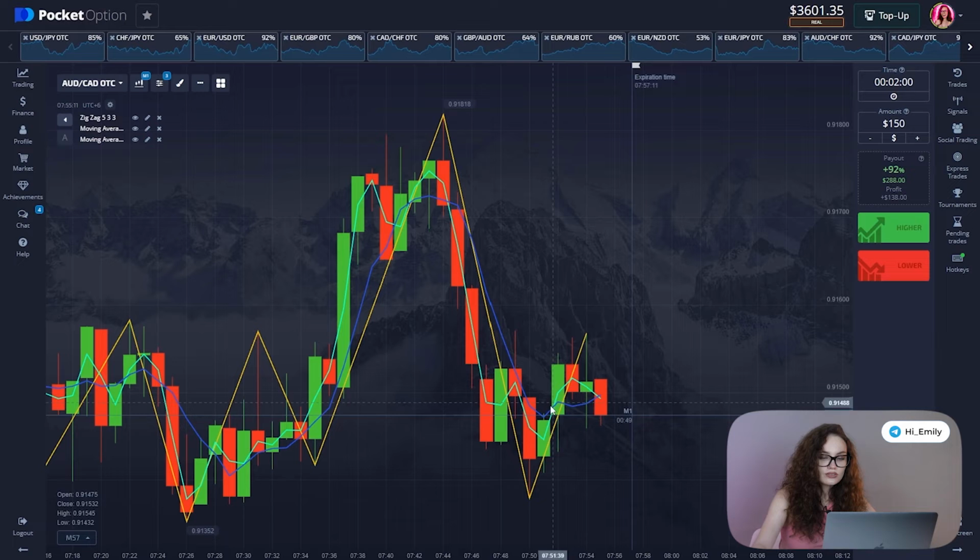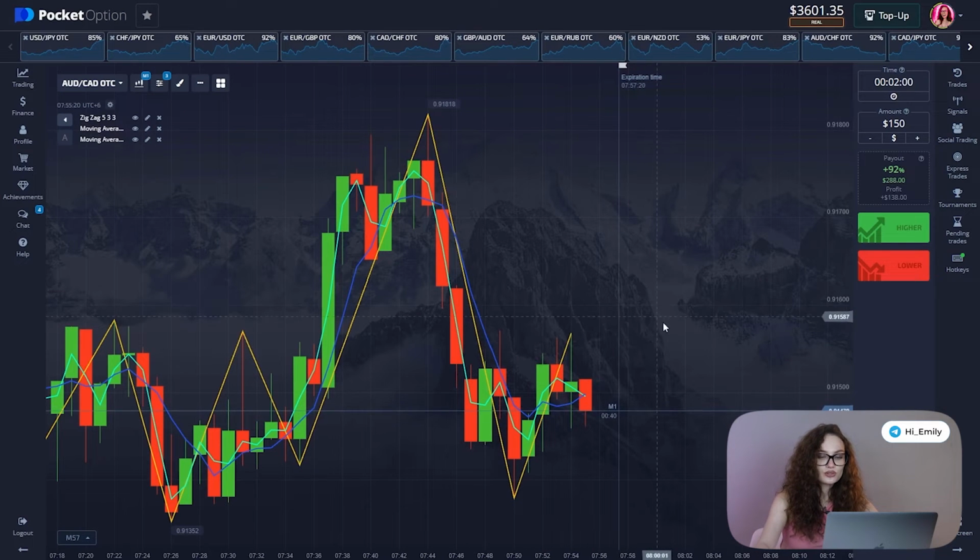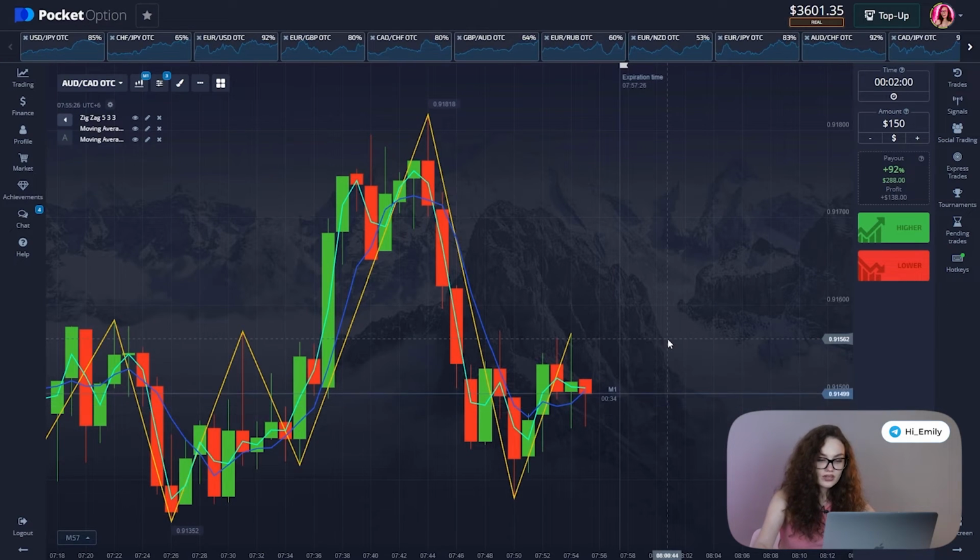Here, pay attention. Here is the situation. The light blue indicator crosses the blue indicator from top to bottom, and the yellow indicator also shows us the direction down. This is the best time to open a 2 candles down bet. The most important thing in this strategy is not to wait until the candle next to which the light blue and blue lines crossed closes. Here you cannot wait for this, but immediately open a deal.